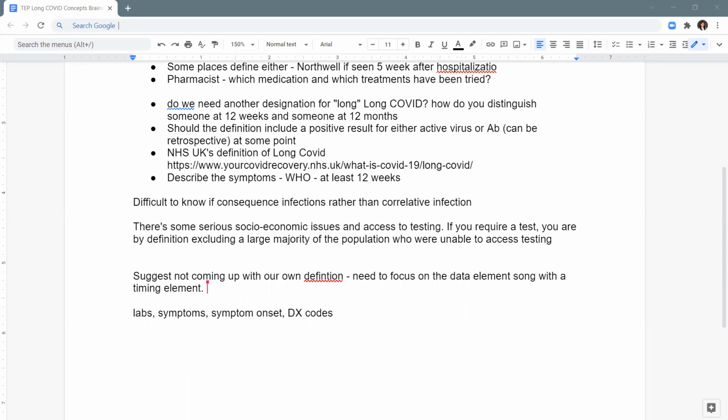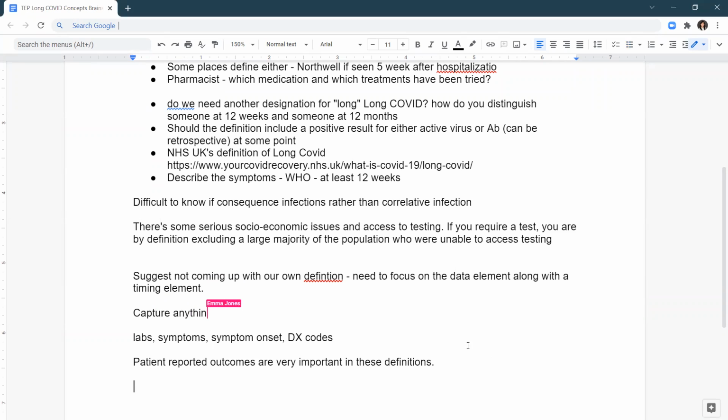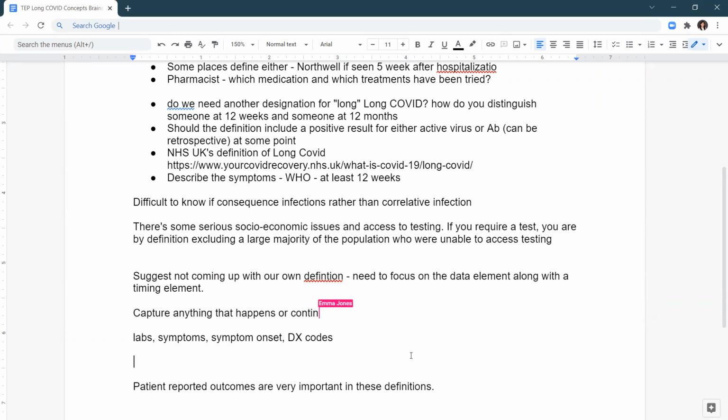This is Hector. One criteria should be time. I would use something sensitive enough for this. So anything that happens and continues to happen 4 weeks or more after onset of COVID could be considered. What I mean is if it lasts less than 4 weeks, we don't know what it is and we don't care.